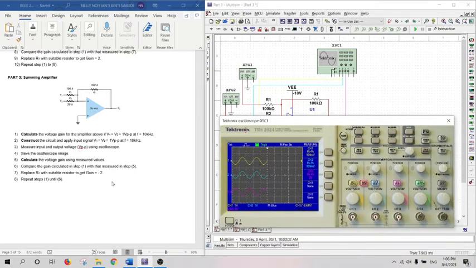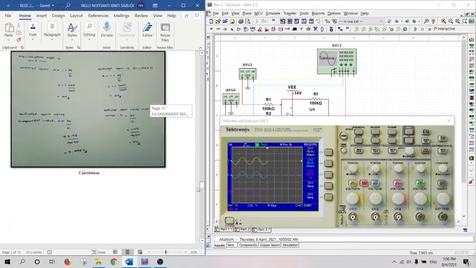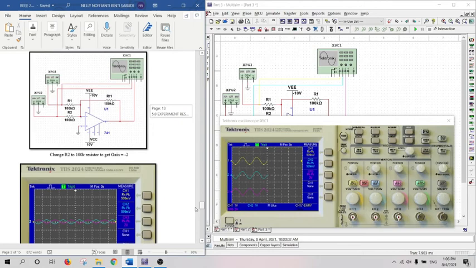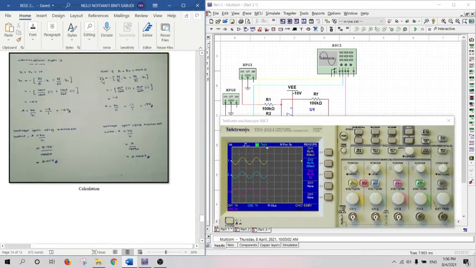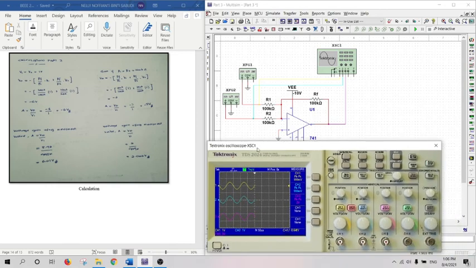If you want to measure the gain, you can use the formula, or you can use the values obtained at the oscilloscope. You can just divide Vo by Vin, and you get the answer. This is the calculation. If you don't want to use the simulation, you can use this formula. And if you already use the simulation, you can just divide Vo by Vin.